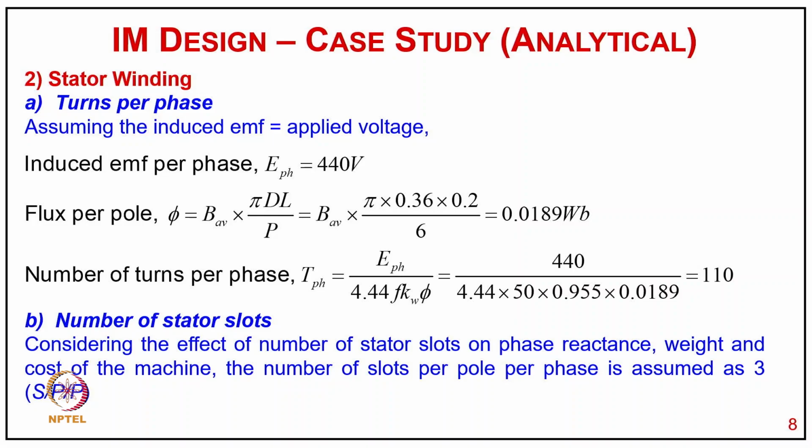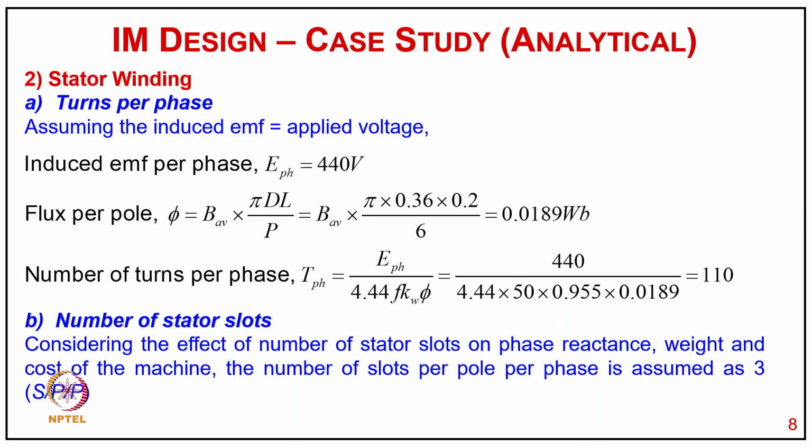Now coming to flux per pole phi, that comes B average into pi D L upon P, that is B average into tau. So putting the value of these, it comes 0.0189 Weber. And now from this we can find out the number of turns per phase, TPH equal to EPH, the voltage applied, divided by 4.44 F Kw into phi. So putting the value, it comes 110 turns with proper rounding up.